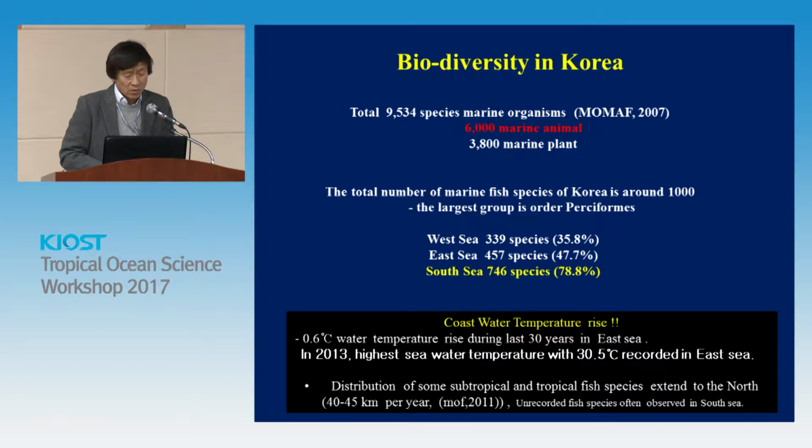So this is one result from the MOMAF: around 10,000 species of marine organisms live in Korean waters, with 6,000 marine animals. Among the species, more than 1,000 are fishes in Korea. With this distribution, the highest diversity is shown in the Southern Sea.